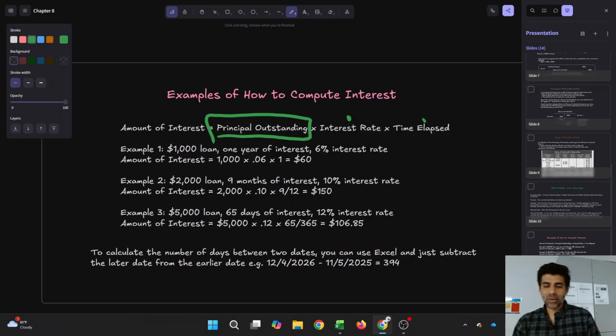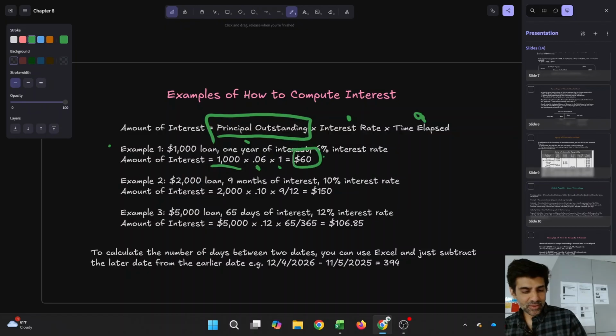Okay, so the time is going to be the variable, the unit is going to vary. In this case, we have a $1,000 loan. How much is 1 year of interest at a 6% interest rate? This is easy. It's the principal times 6% times 1 year, because this is the yearly interest rate, is $60.